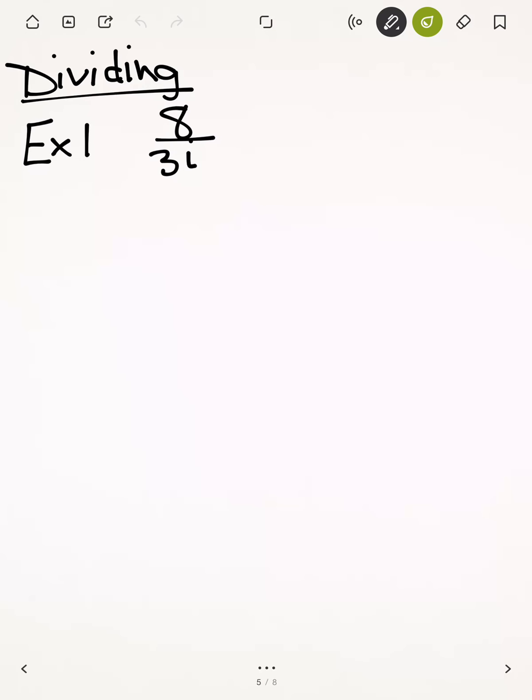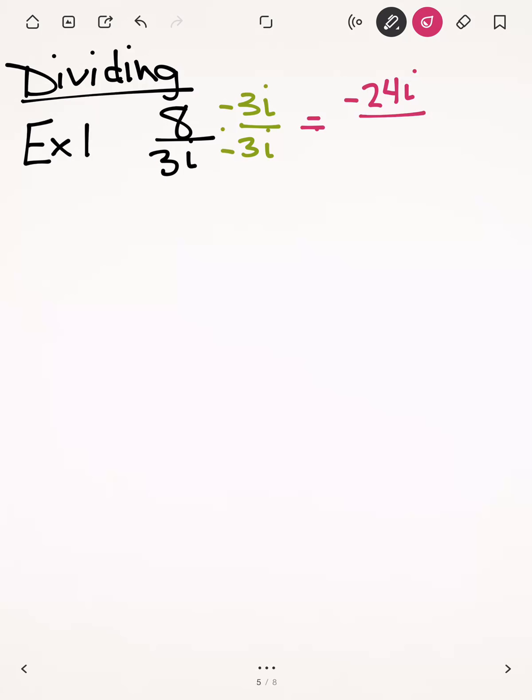Okay, now we are going to move on to dividing. So I have 8 divided by 3i. In order to divide complex numbers, we have to multiply by the conjugate of the denominator. So the conjugate of the denominator is a negative 3i. So I'm going to multiply the top by a negative 3i and the bottom by a negative 3i. Okay, so when I do that, I can just multiply. 8 times a negative 3i is a negative 24i.